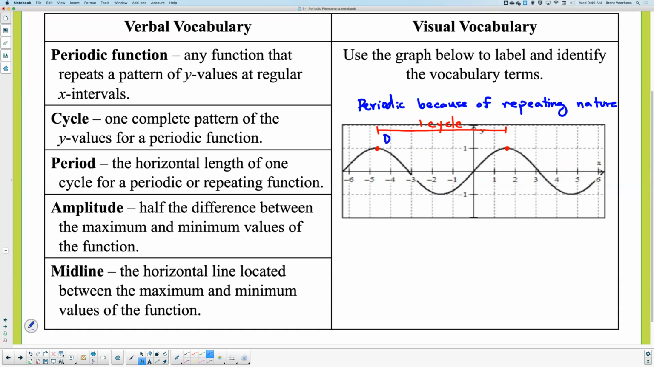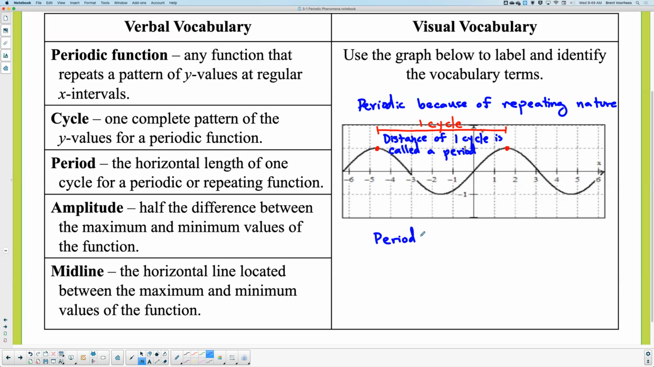This distance here, the distance of one cycle, is called a period. So that's the next line. In this case, if you put in the numbers, I can tell you right now, the period.